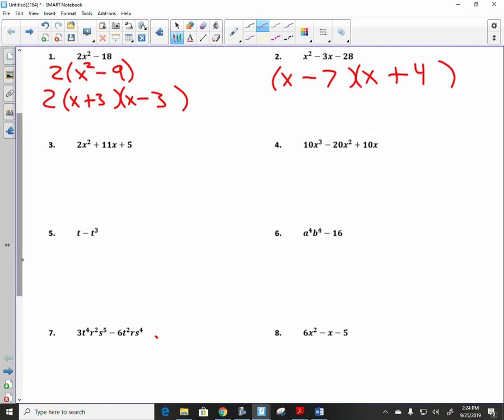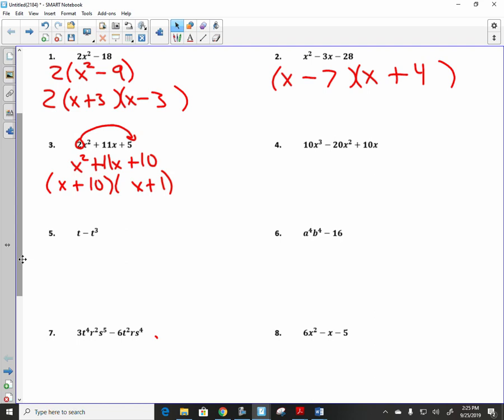Is there a greatest common factor for number 3? No, there's not. Would you like to use the AC method or guess and check? Take the 2, multiply it by the 5. x squared plus 11x plus 10. I hear Colby saying x plus 10 and x plus 1. Now what, Colby? Throw the 2 back on there. Is there a common factor among 2 and 1? No, so you leave 2x plus 1. Common factor among 2x and 10? x plus 5.